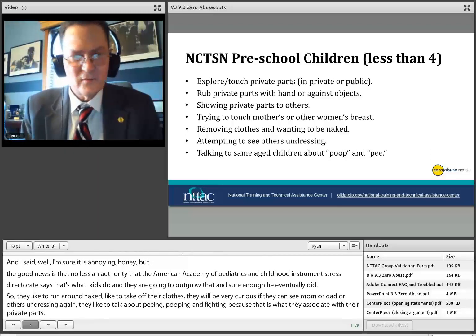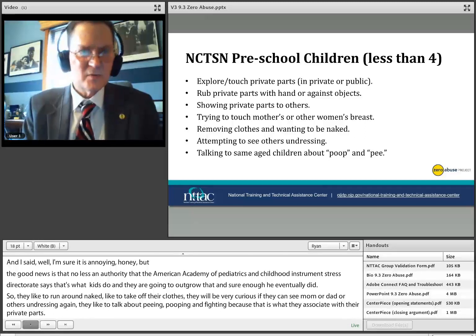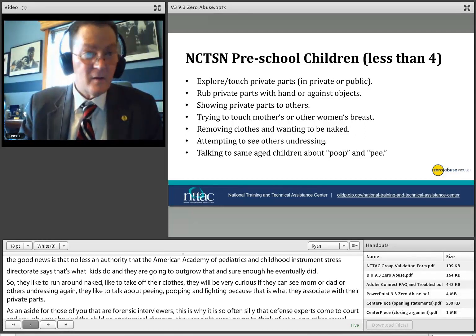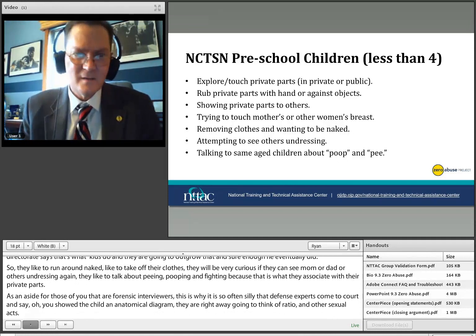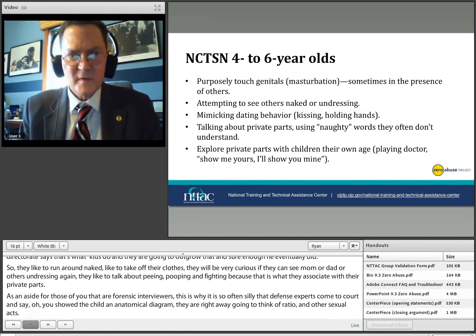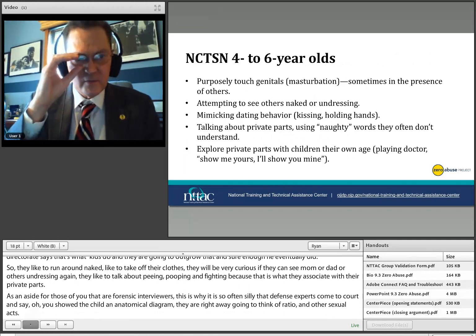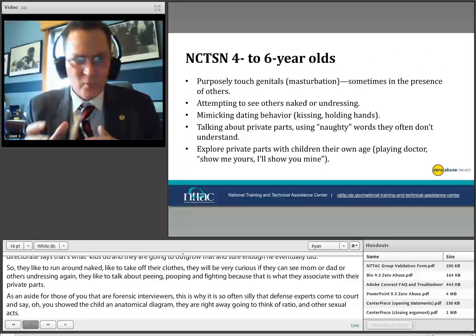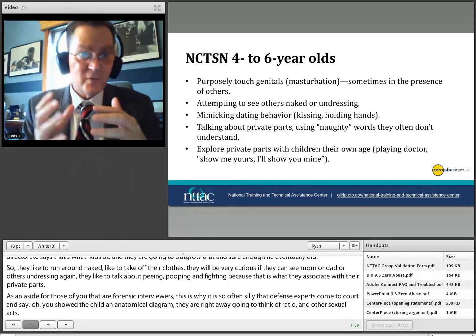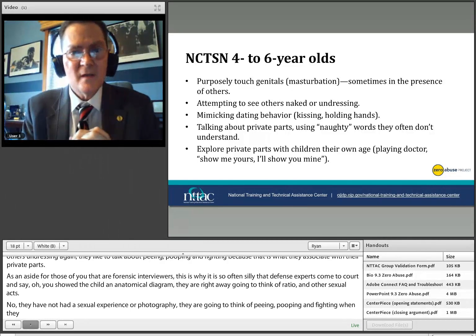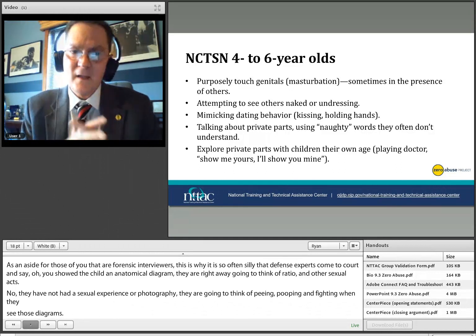As an aside, for those of you who are forensic interviewers, this is why it is so often silly when defense experts come to court and say, oh, you showed the child an anatomical diagram. They're right away going to think of fellatio and cunnilingus and anal intercourse and other sexual acts. No. If they haven't had a sexual experience or haven't been exposed to explicit pornography, they're going to be thinking of peeing and pooping and farting when they see those diagrams.